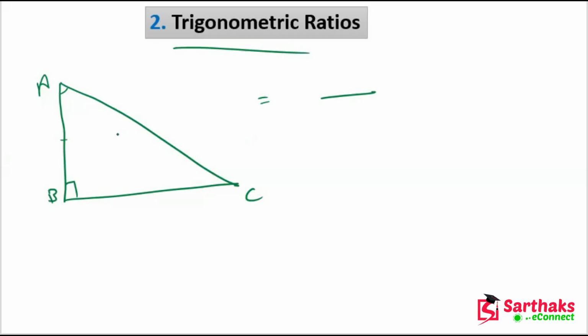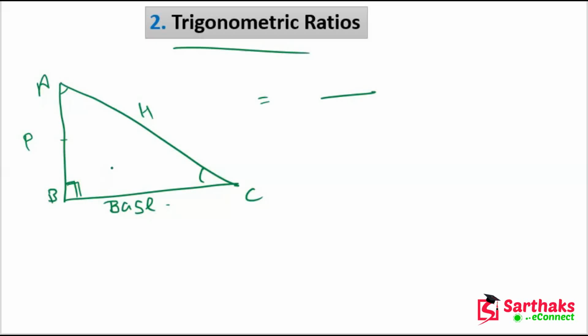So in this we have three sides. What are these three sides? The longest side is the hypotenuse. The side opposite to the angle is called the perpendicular, and the side adjacent to the angle is called the base. The hypotenuse is opposite the 90-degree angle. With the help of these sides and angles we use the trigonometric ratios.